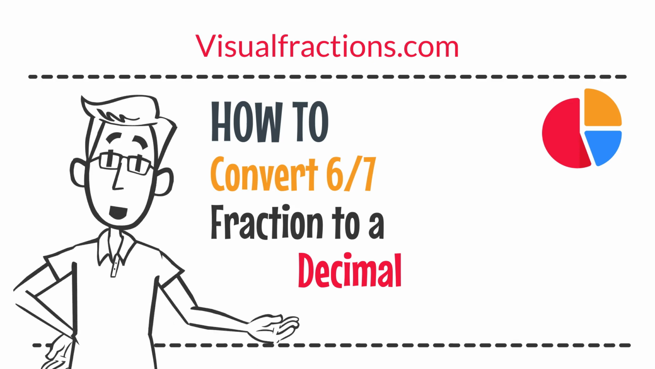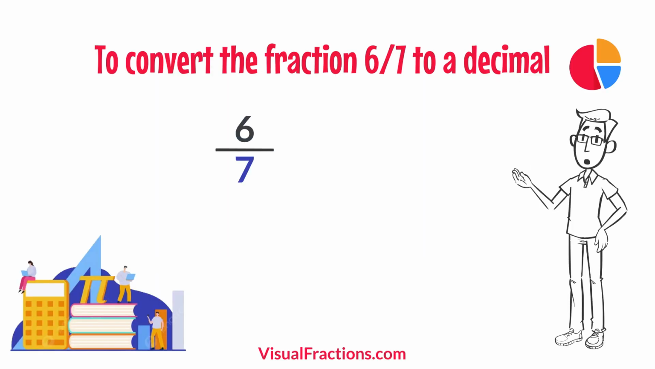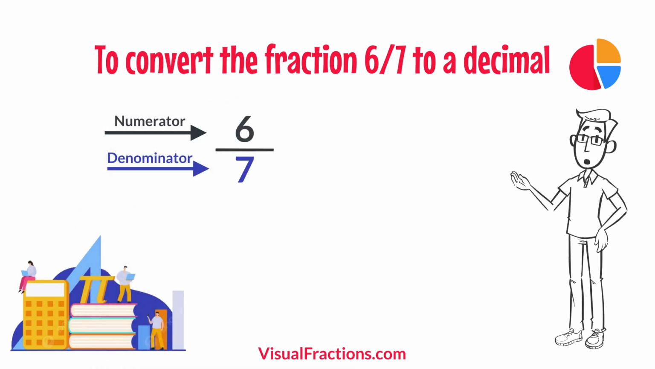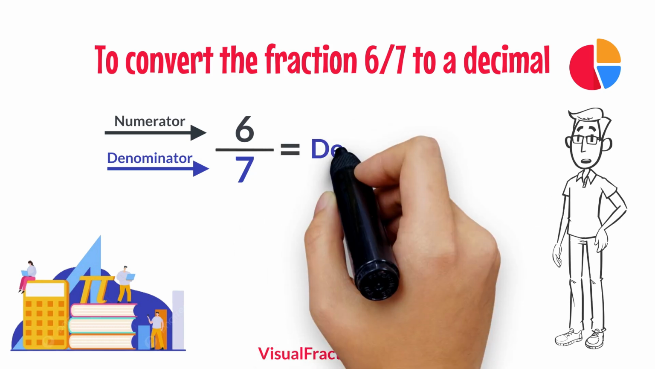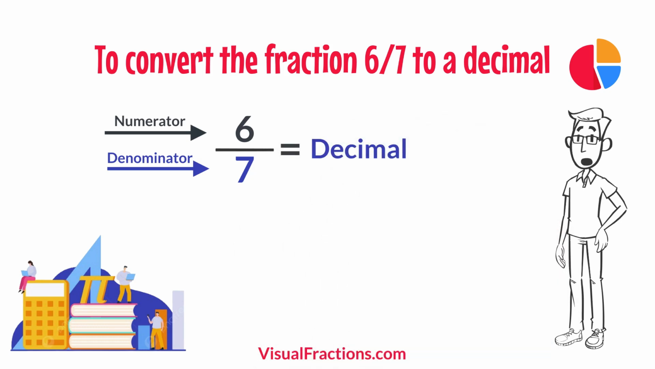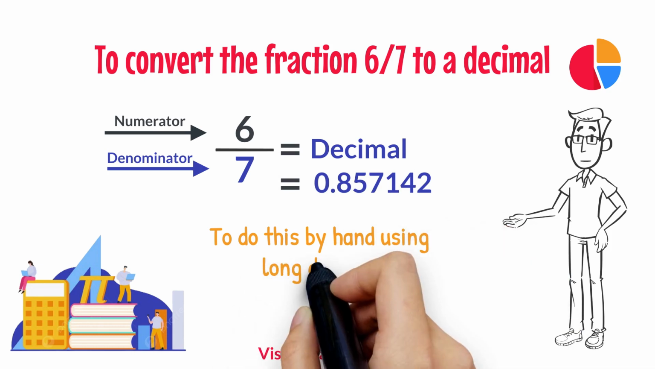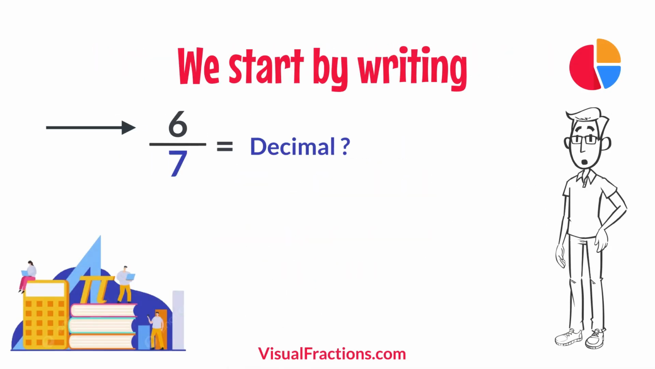Today, we're going to explore how to convert the fraction 6/7 to a decimal. To convert the fraction 6/7 to a decimal, all we need to do is divide the numerator, the top number, by the denominator, the bottom number. In this case, we want to convert 6/7 to a decimal. So, we simply divide 6 by 7. The answer we get is approximately 0.857142.